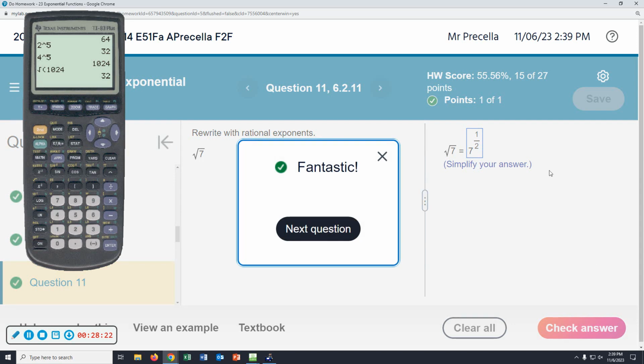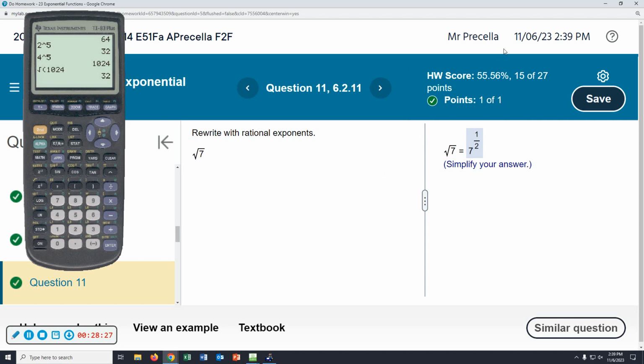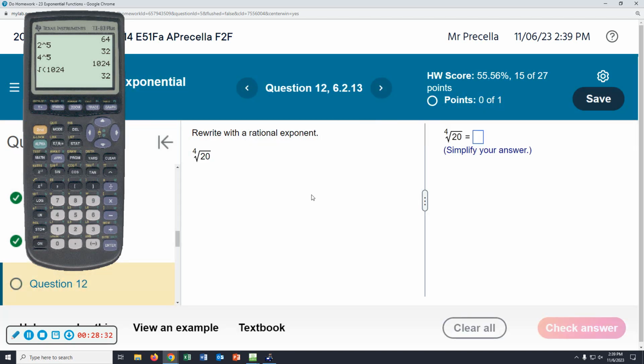Let's see, I think number 12 is another one like that. All these people are younger than you. They know all those key shortcuts.